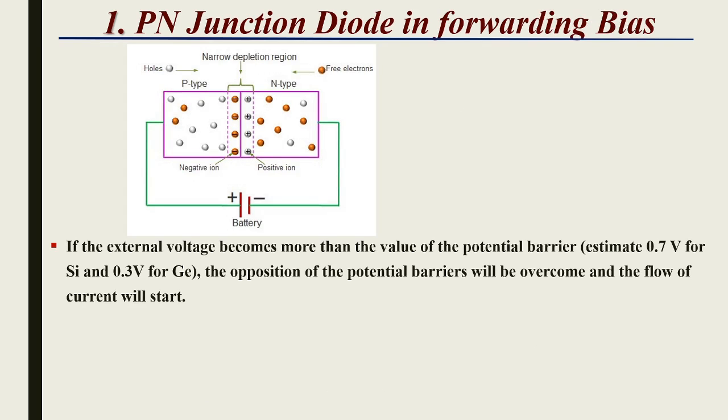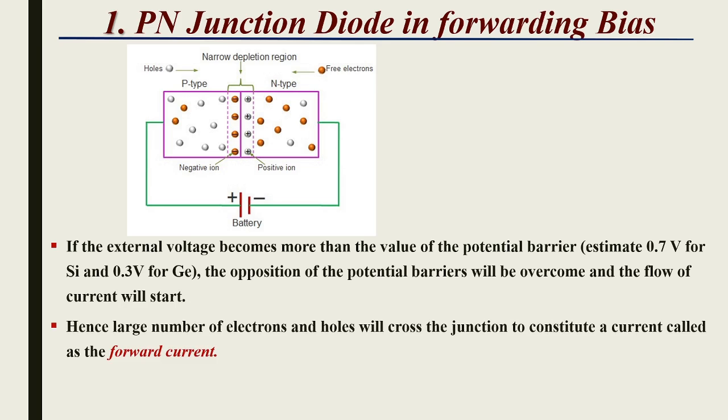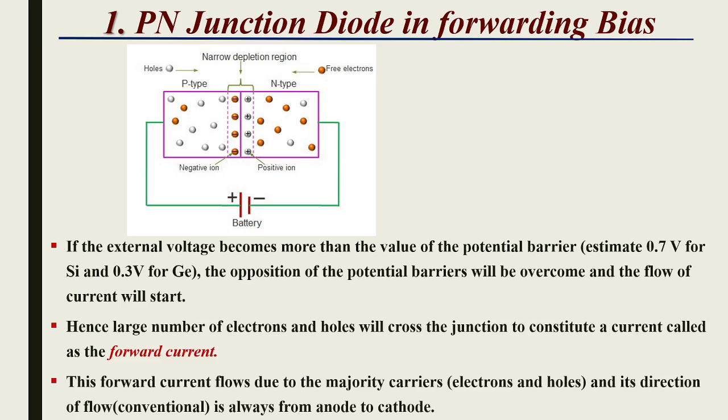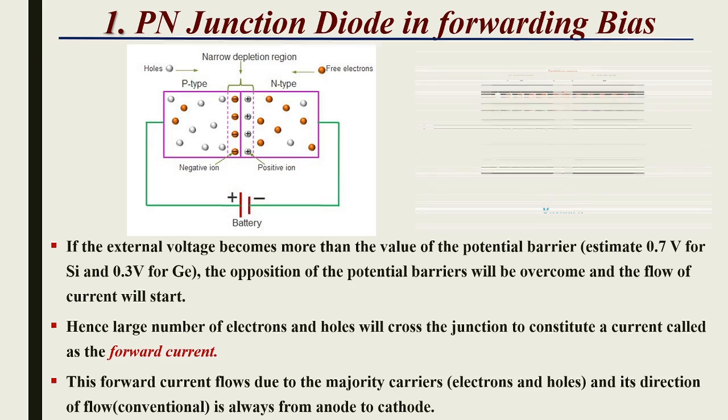If the external voltage becomes more than the value of the potential barrier, that is approximately 0.7 volt for silicon and 0.3 volt for germanium, the opposition of the potential barrier will be overcome and the flow of current will start. Hence, a large number of electrons and holes will cross the junction to constitute a current called the forward current, IF. This forward current flows due to the majority carriers, electrons and holes, and its direction of flow, the conventional direction of current, is always from anode to cathode, that is from positive to negative.